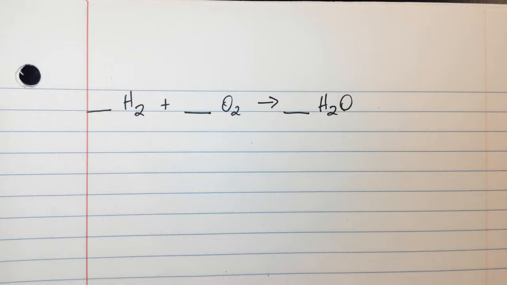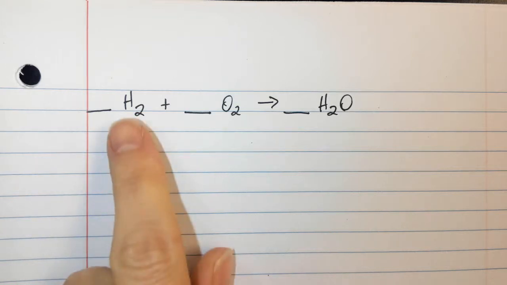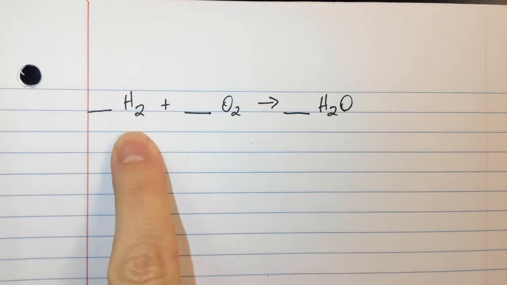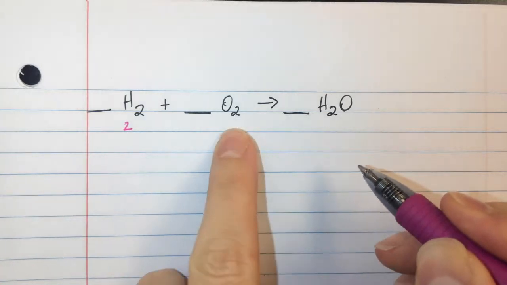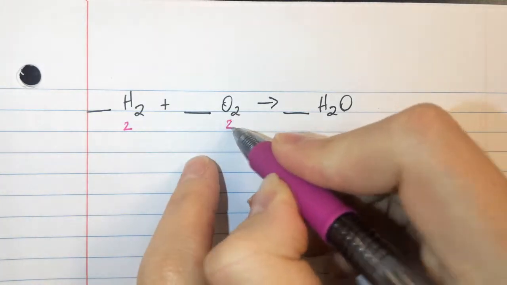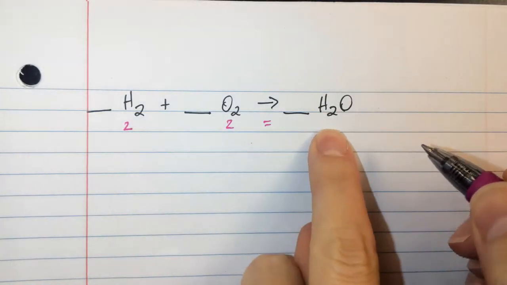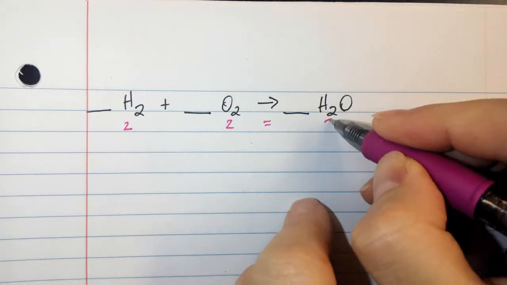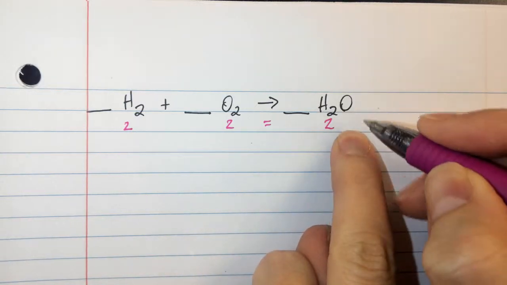What's the first step I want y'all to do? Count your atoms for each element. Who doesn't know how to do that? Yeah, everybody knows how to do that. That's what we did yesterday. Okay? So how many hydrogens do I have right here? 2. How many oxygens? 2 equals. How many hydrogens? 2. How many oxygens? 1.